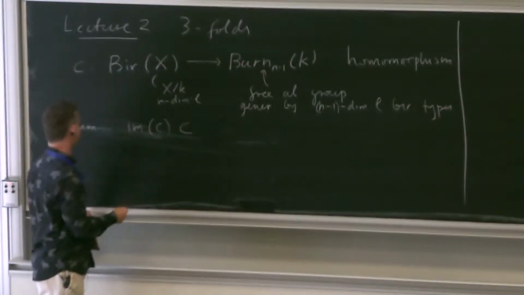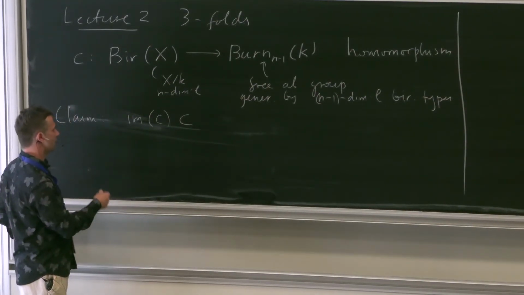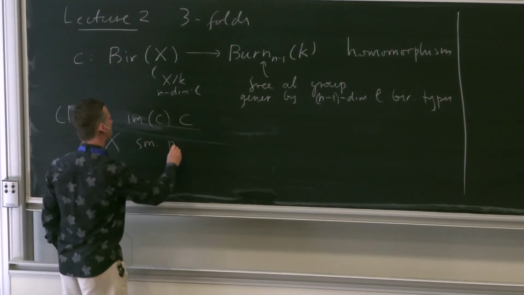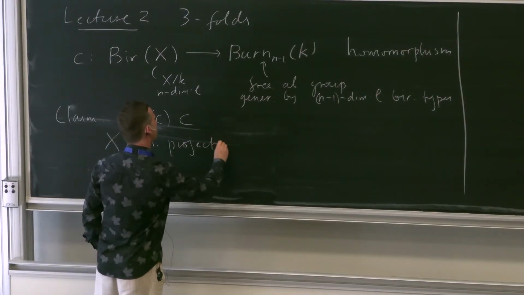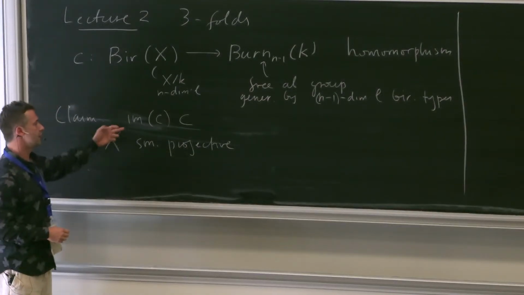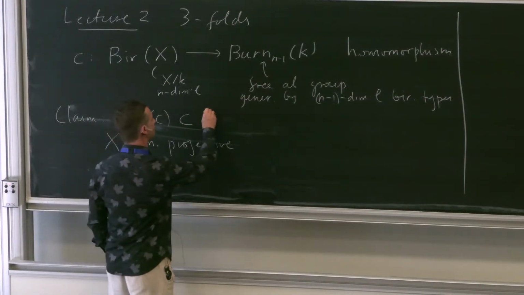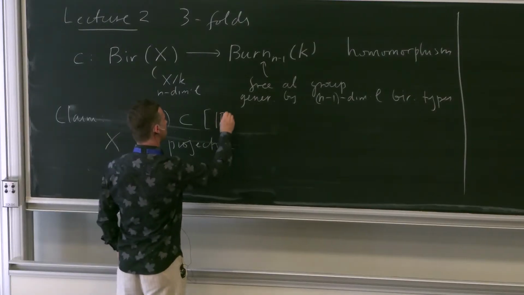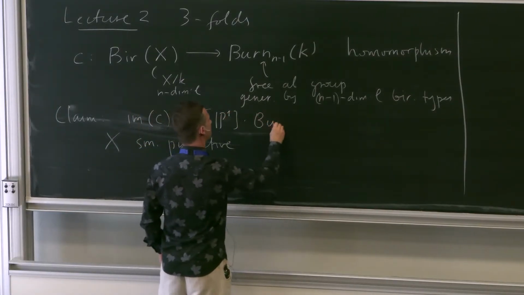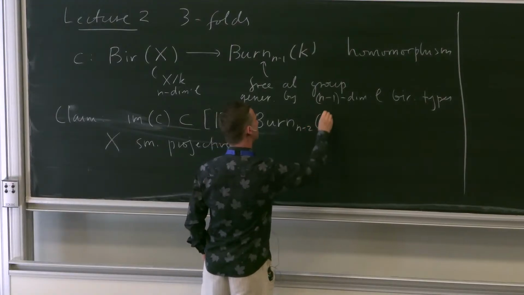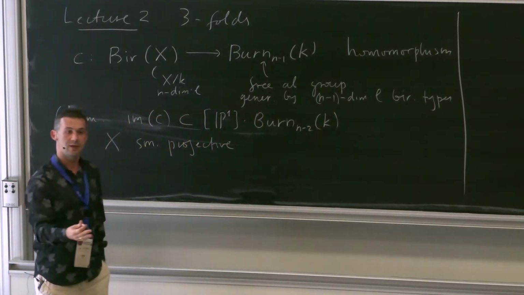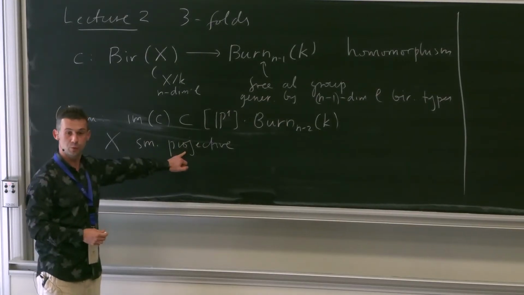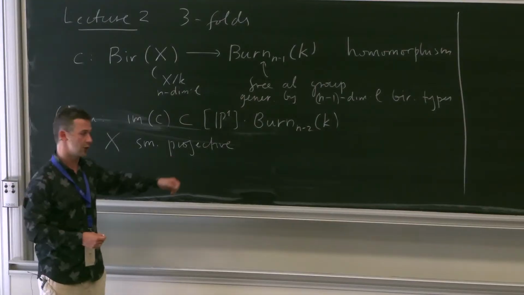set of divisors. So here, I want to assume X is smooth projective. So then what I'm saying is the image is contained in, the divisors will be ruled, that's what I want to say. So P1 times the previous Burnside group. Yeah, what I'm saying is that when we do birational transformations between smooth projective varieties, exceptional divisors are ruled.